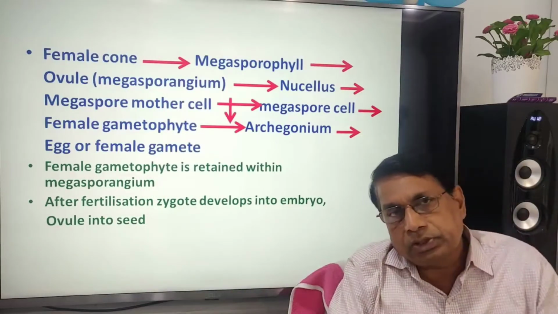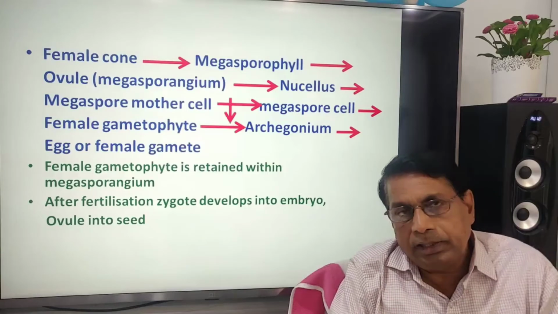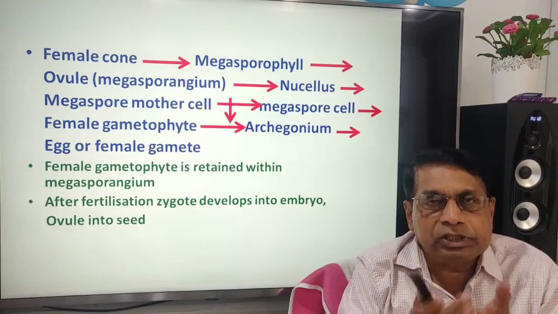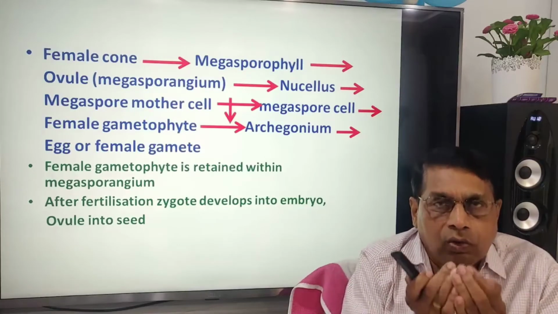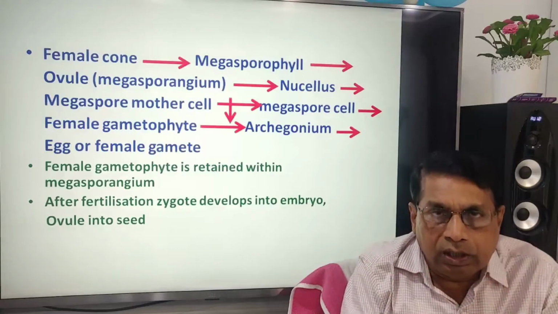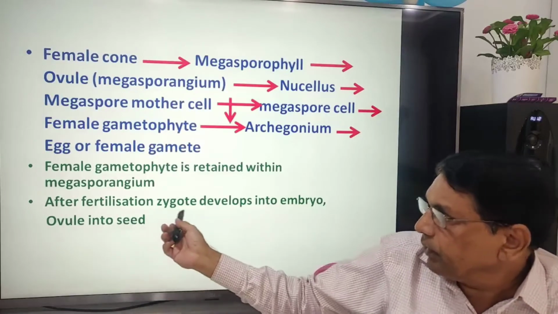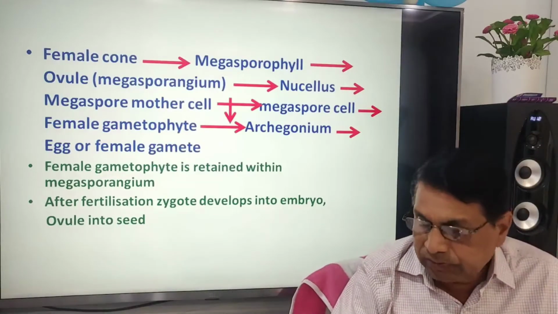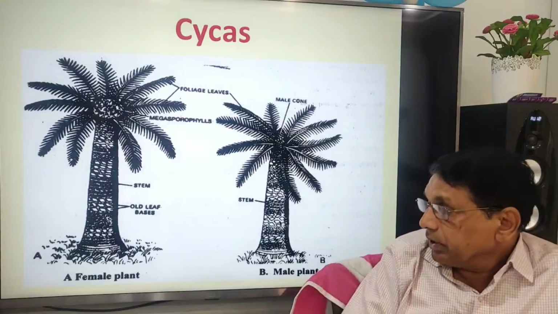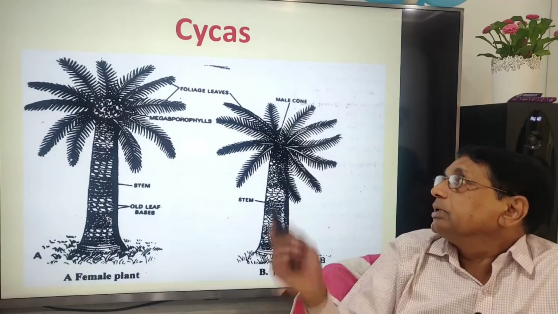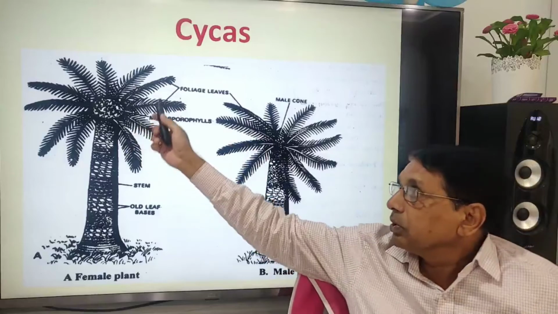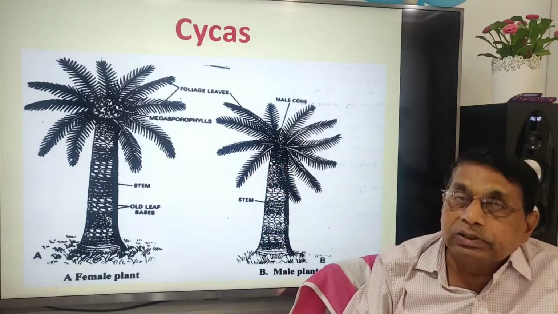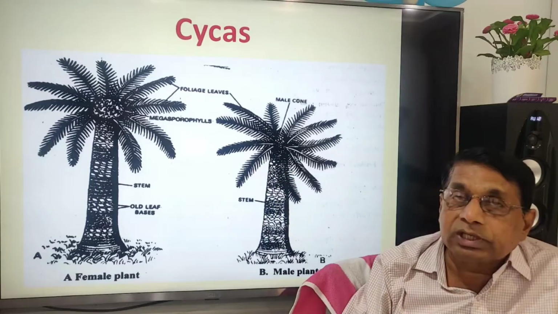Male gametes are dispersed. They are liberated from the male cones. But the female gamete is retained within the ovule, within the archegonium. After fertilization, the zygote develops into an embryo, and the ovule into a seed. So this is a Cycas, a female plant. This is a male plant, male cone. You can see the compound leaves, unbranched structure, just like palm plants. Palms are different; don't be confused between Cycas and palm.